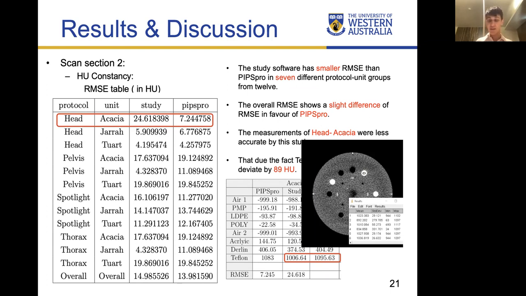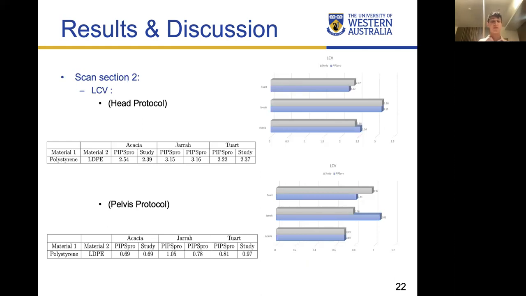We used different sizes of region of interest. However, none of the reported values came to the tolerance level or near to the reported results by PIPS-Pro. For low contrast visibility, head protocol, almost identical for JARA, 3.15 for PIPS-Pro, and 3.16 for the study.